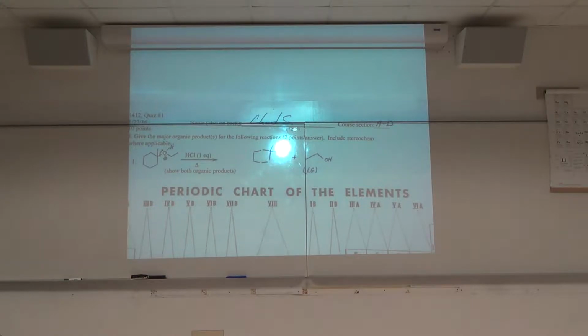Okay. How do we do on the first one? Hopefully pretty straightforward. So the SN1, because we have a tertiary site available. So we ionize, make cation, and then chlorine attacks. I didn't show mechanism, but any questions?